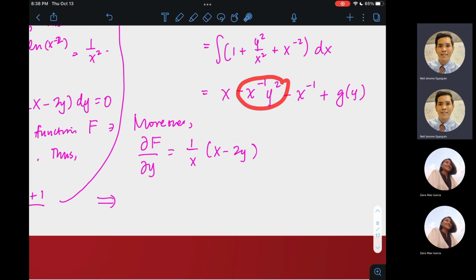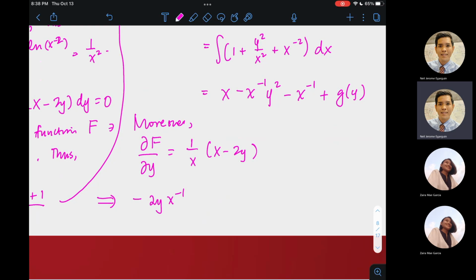Ito naman ay partial niya with respect to y. Ito ay magiging treated as a constant yung x to the negative 1. Partial nito with respect to y. So magkakaroon tayo ng 2y times x to the negative 1. Okay. And then, x to the negative 1, ang partial niya with respect to y ay 0. So we don't have any term for that. And then this guy, derivative ng g with respect to y ay g prime lamang. Okay. And this should be equal to this side.